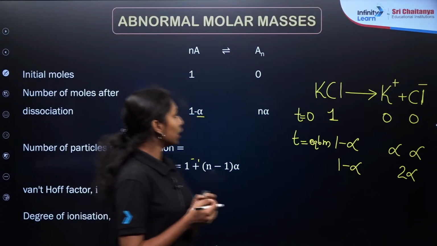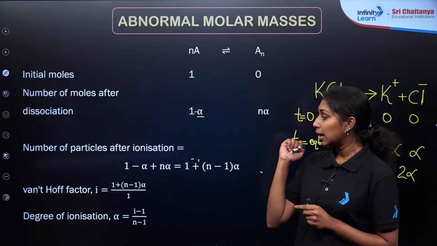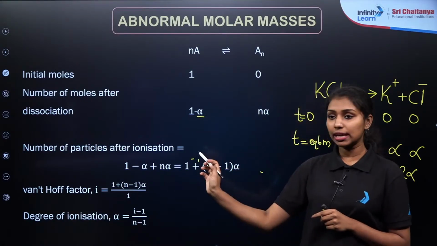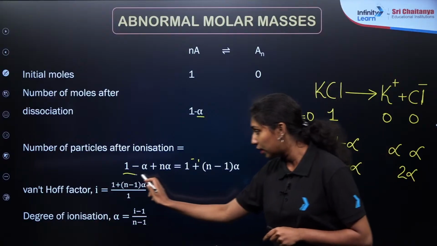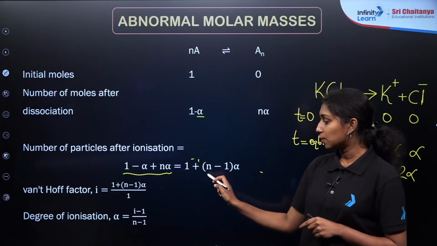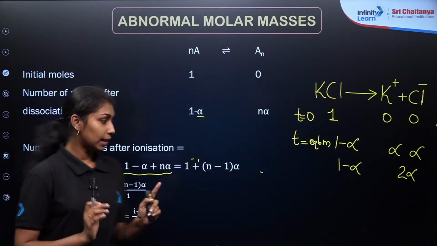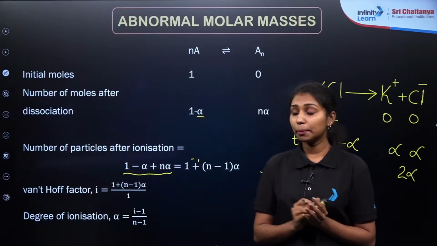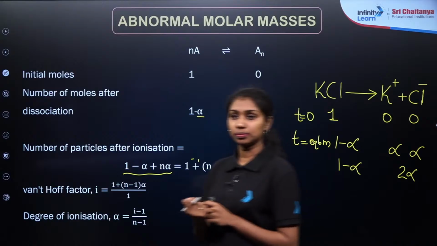Now we need to find out the total number of moles after ionization. What is the total number of moles given here? The sum of these two: 1 minus alpha plus N alpha. If you are solving here, you will get the value equal to 1 plus N minus 1 into alpha. Is that clear? 1 plus N minus 1 into alpha. That will be the number of particles after ionization.